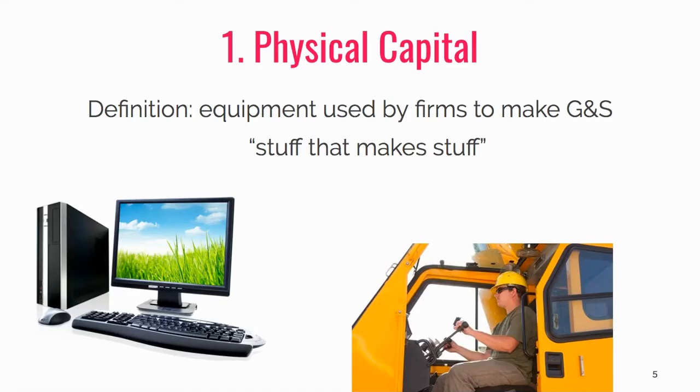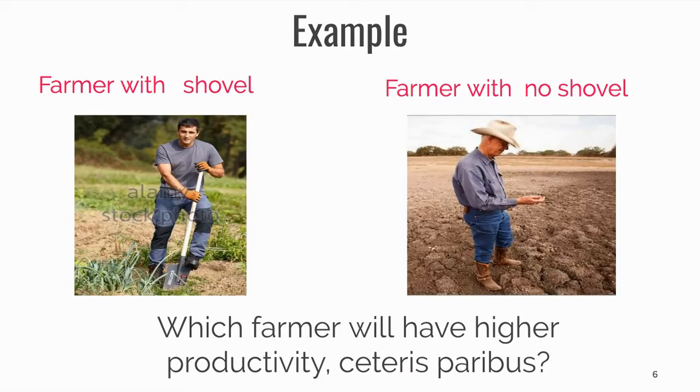The first source is physical capital, which is equipment used by firms to make goods and services. Another way of thinking about it is that physical capital is stuff that helps us make more stuff. Here's an example. We have a farmer with a shovel and a farmer with no shovel. Holding all other factors constant, which farmer will have higher productivity? Obviously, it's the farmer with the shovel.